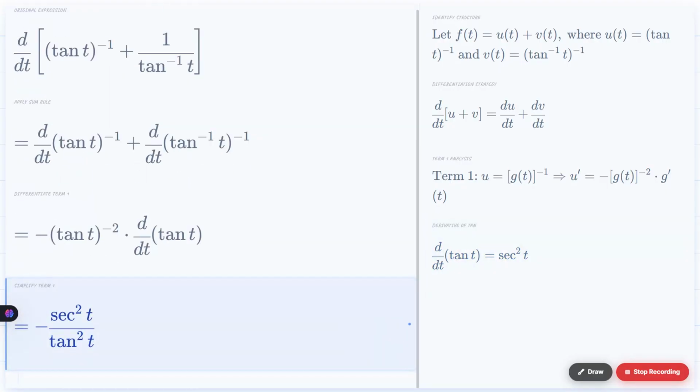We simplify the first term to negative secant squared divided by tan squared. We do this to make the expression cleaner. We are just combining the pieces we found.